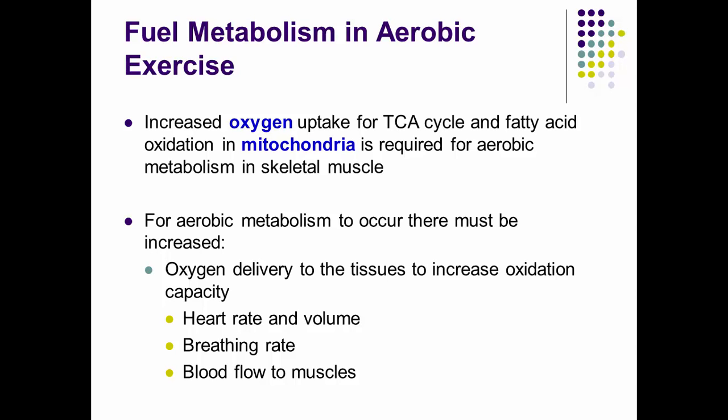The following three things happen during exercise that adapt the body to increase oxygen consumption and aerobic metabolism. For example, during exercise, the heart rate and stroke volume increase, the breathing rate increases, and blood flow to muscles also increases. All these adaptations increase oxygen delivery to the muscle for oxidative metabolism. These adaptations are needed to increase oxygen consumption during aerobic exercise.